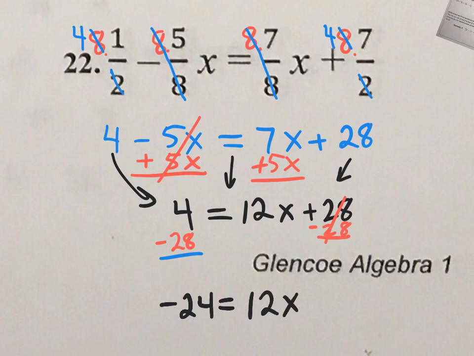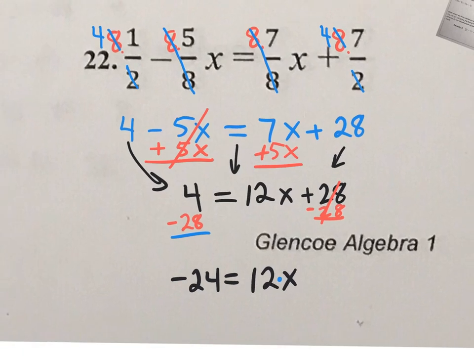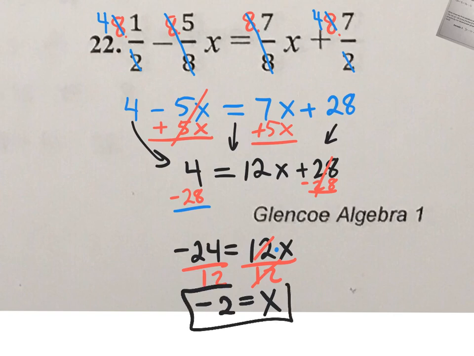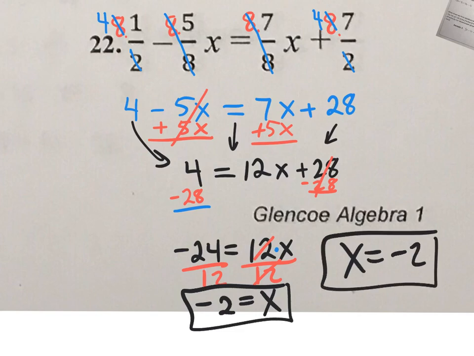I need to get rid of that 12, but we need to recognize that it says 12 times x. So to get rid of the multiplication of 12, I would have to divide by 12. What I do to one side, I do to the other side. So my final answer is x equals -2. I wouldn't leave it like that. I would write it with the x on the left side and the -2 on the right side.